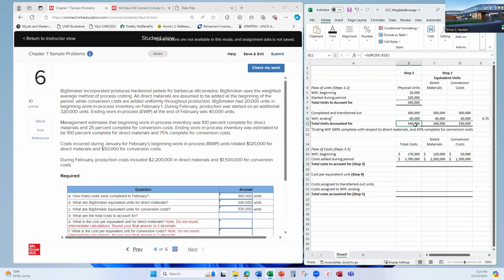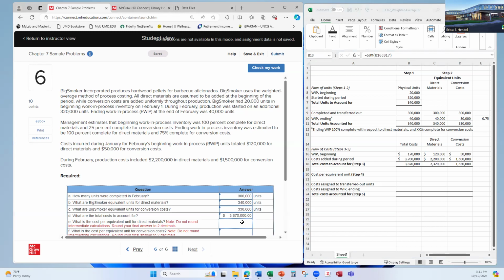And then I'm going to borrow this formula. So just summing those up all the way across the board. So we see that that's adding up those two. All right, so that gets us our total costs that we need to account for. So that's our next step that we got to enter in here, 3,870,000 of total costs that we need to account for.